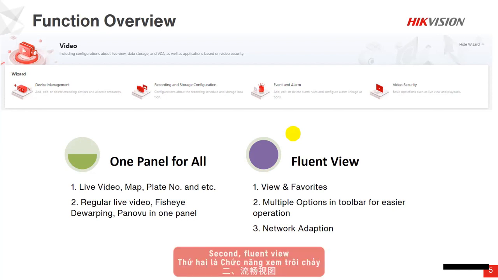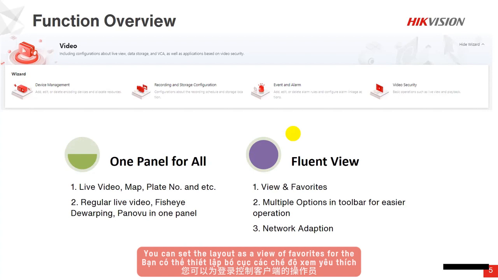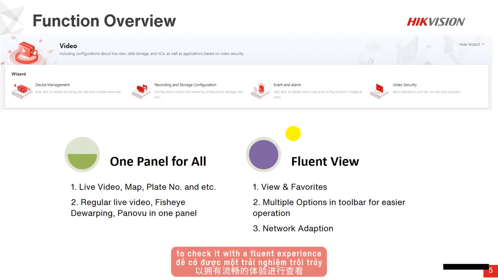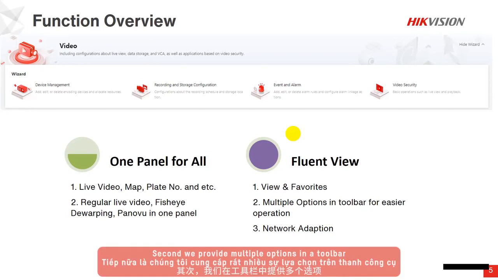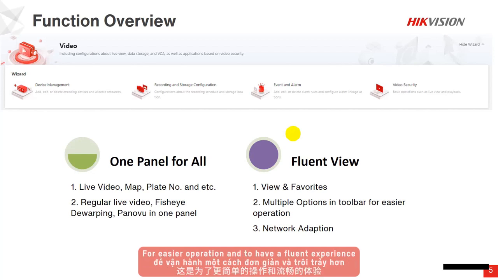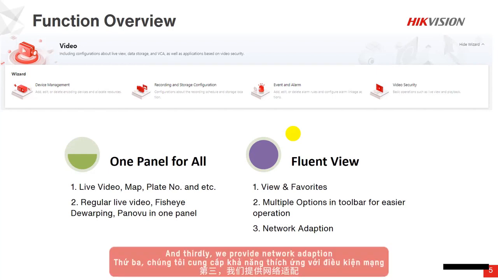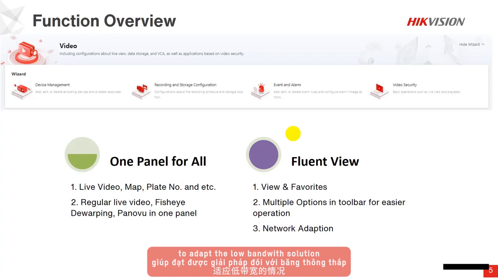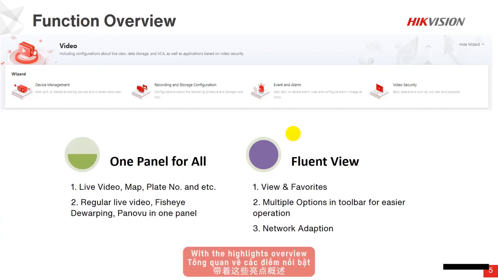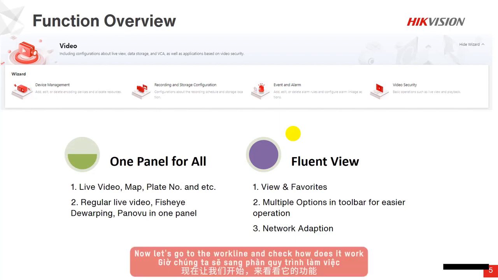Second, fluent view. You can set the layout as a view or favorites for the operators who log into Control Client to check it with a fluent experience. Also, we provide multiple options in the toolbar for easier operation. And thirdly, we provide network adaptation to handle low bandwidth. Okay, with the highlights overview, now let's go to the web client and check how it works.